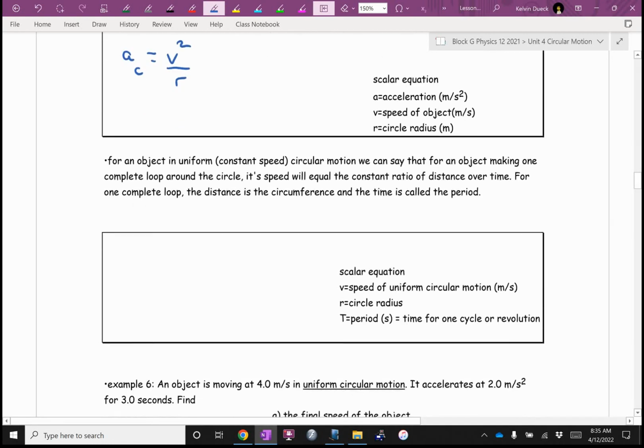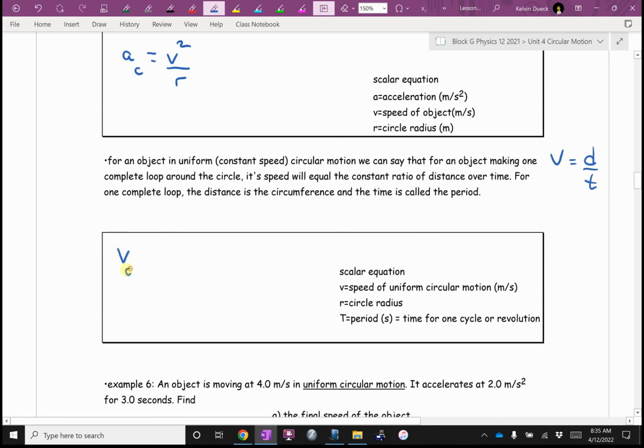So, for an object in uniform or constant speed circular motion, for an object making one complete loop around the circle, its speed will equal distance over time. Say what? We're going to say this: speed equals distance over time. I can say that because although there is an acceleration, it's not causing the speed to change. It's causing the direction to change. And that's going to give us our circular speed equation.